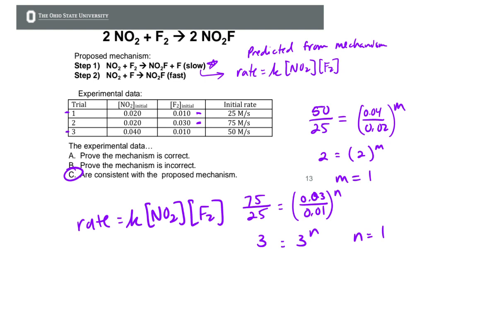So when we look at experimental data and compare that to a rate law, we can do one of two things. We can prove that the mechanism is incorrect, or we can prove that the mechanism is consistent with the rate law, or the rate law is consistent with the proposed mechanism. We are never able to prove that the mechanism is correct, okay? So that's never going to be a possibility. And in this case, we've shown that at least our proposed mechanism and the rate laws are consistent.